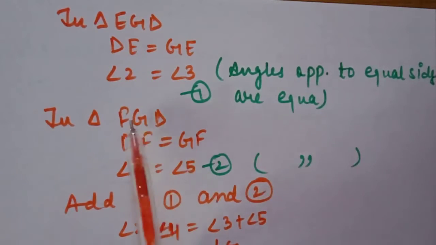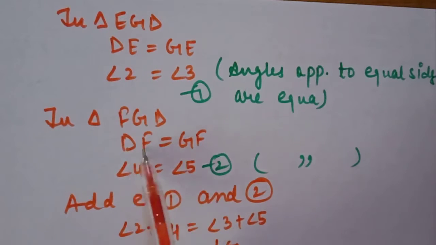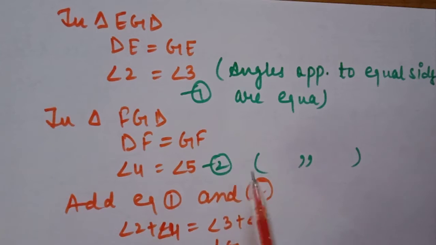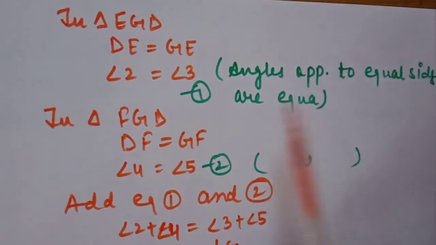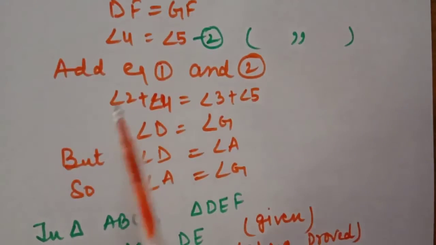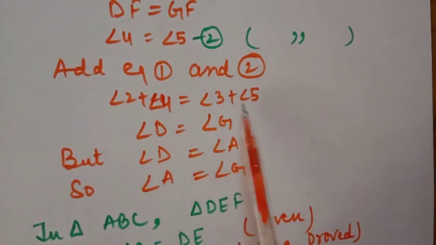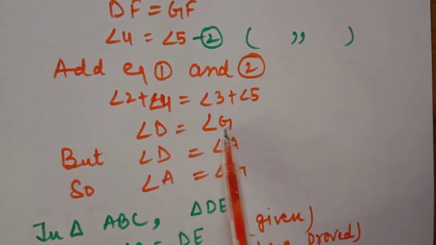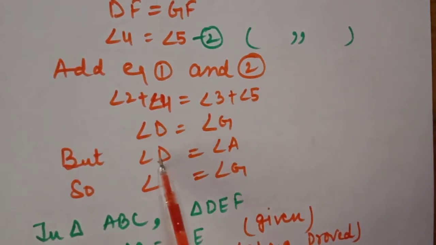Similarly, in the triangle FGD, DF and GF are also equal to each other. So their base angles are also equal. Reason same, angles opposite to equal sides are equal. Add equation number 1 and 2. After adding equation number 1 and 2, angle 2 plus angle 4 is equal to angle 3 plus angle 5. It means angle D and G are equal to each other. But angle D and angle A are also equal to each other. So definitely A and G are also equal to each other.